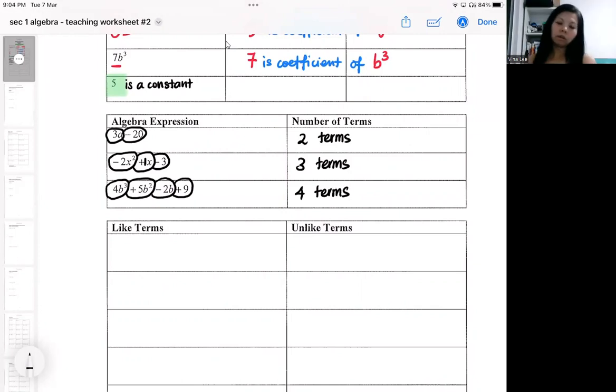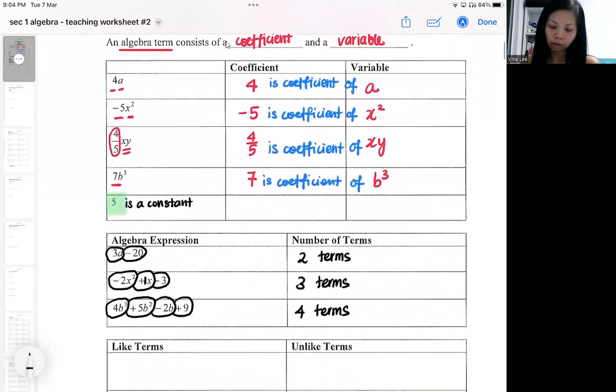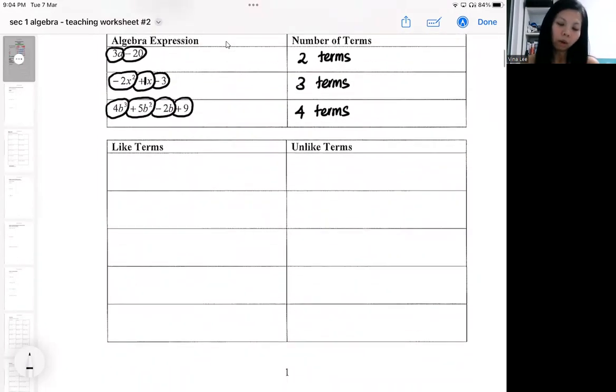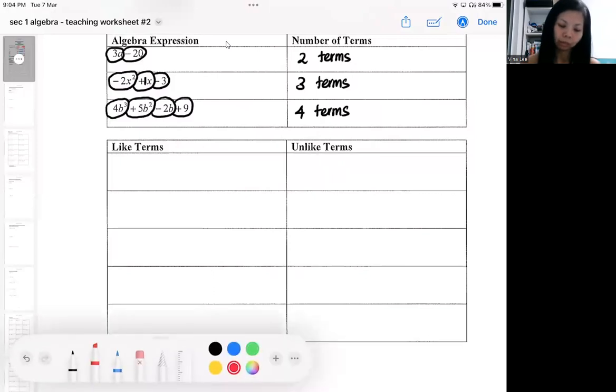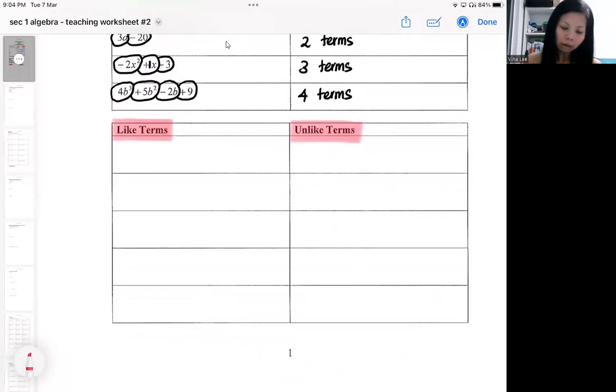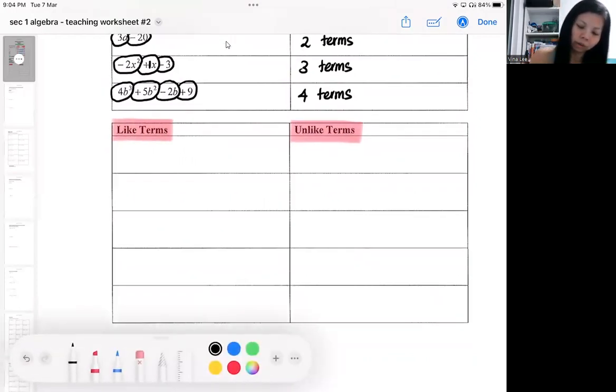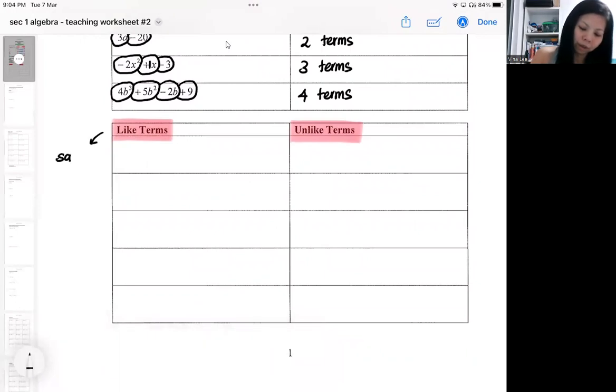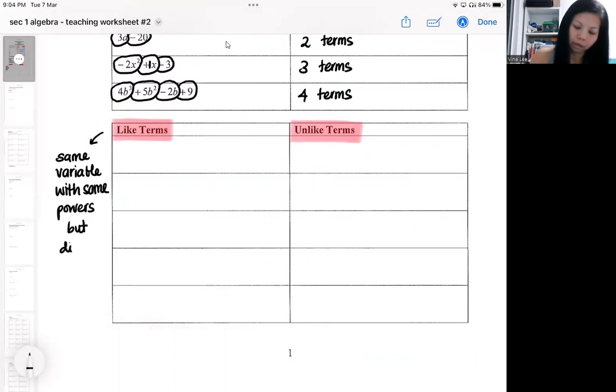Okay, so if you got used to the number of terms and the coefficient, the next thing is you need to know what are called like terms. You need to know what are called unlike terms. Like terms, if I go for the definition, must have the same variable with the same power. But the coefficient can be different.